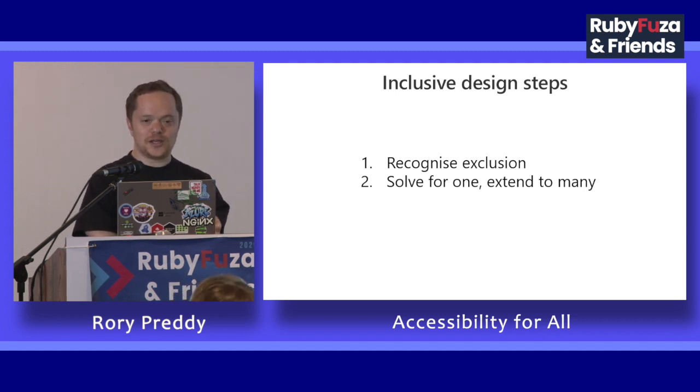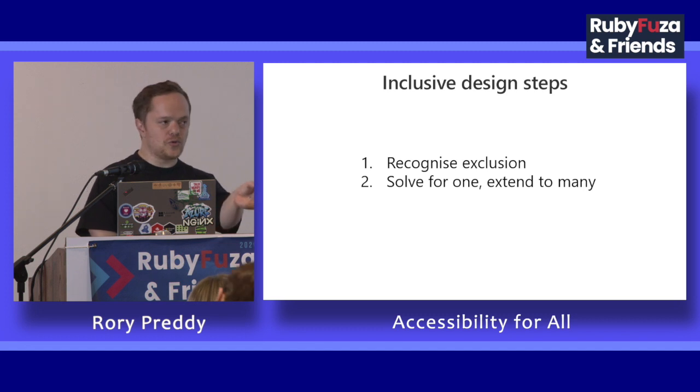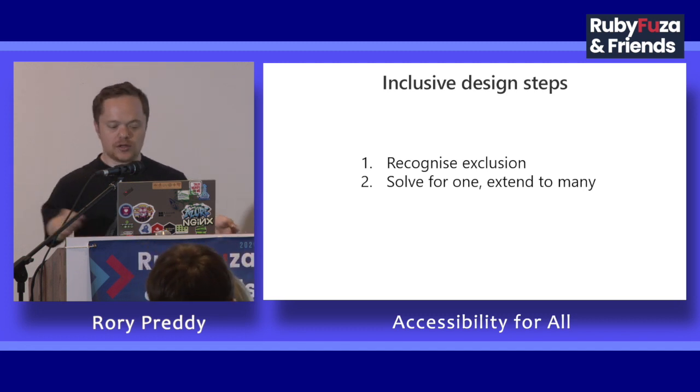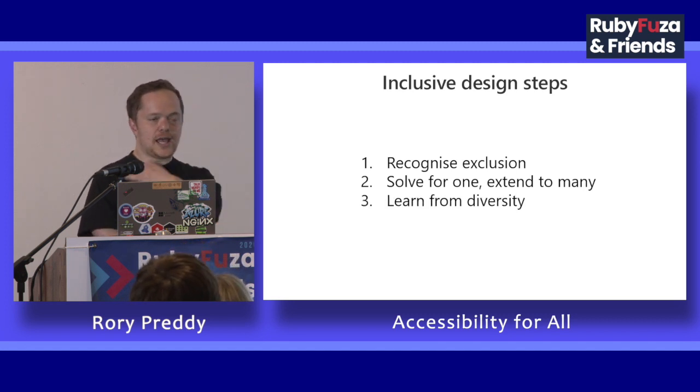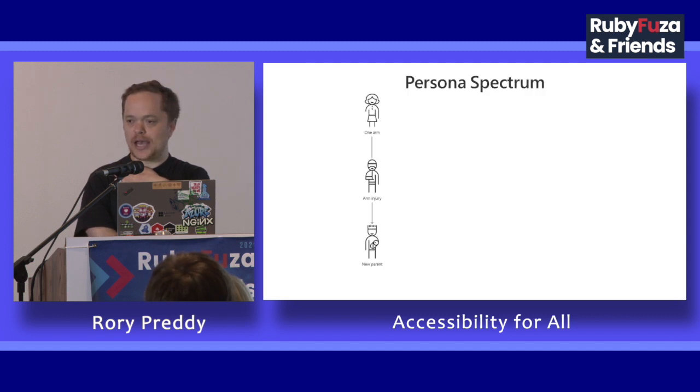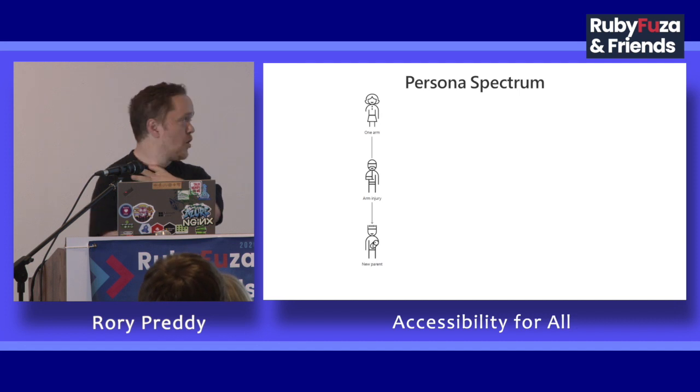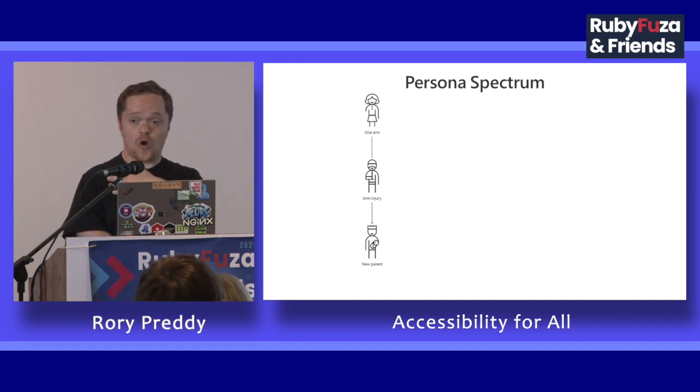Solve for one, extend to many. Once we solve for someone who's visually impaired, we can cater for Ron. And then learn from diversity. So let's take a persona spectrum. A person who is an amputee, someone who is missing an arm. So we have a person with one arm, then we have a person with an arm injury.